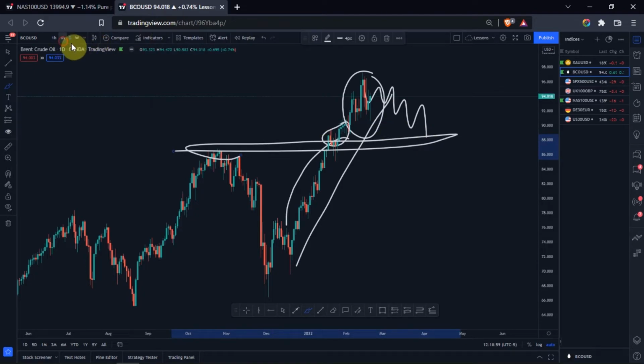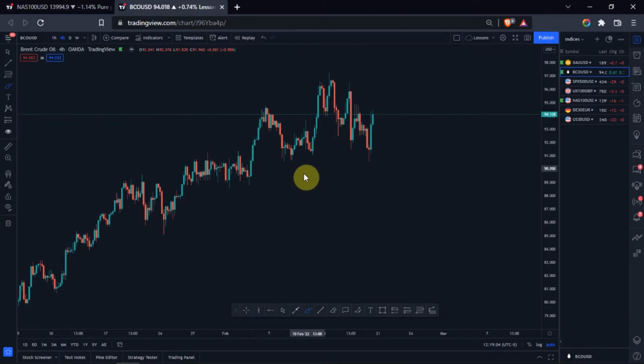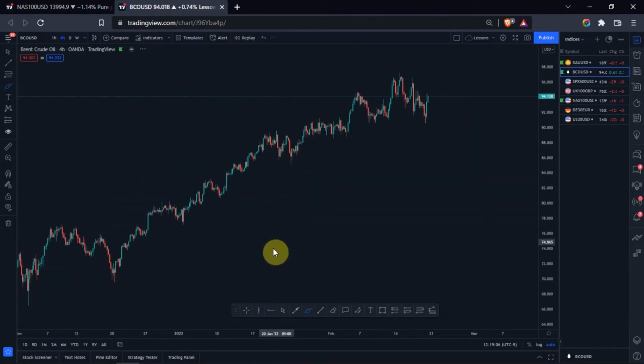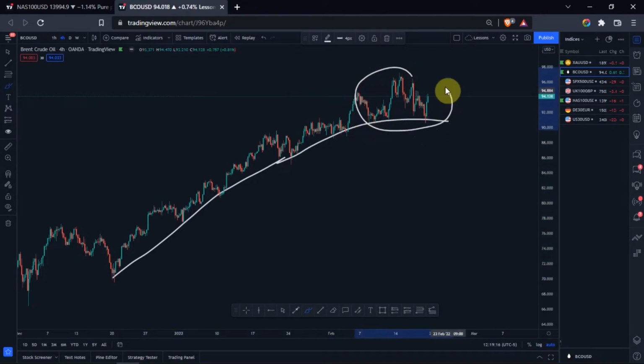So let me go to the 4 hour to just help emphasize my point. So we can see that it is indeed slowing down. The trend is slowing down because it started a little bit in a uniform way, and then it started to slow down, and here we are seeing waves which are a little bit bigger.